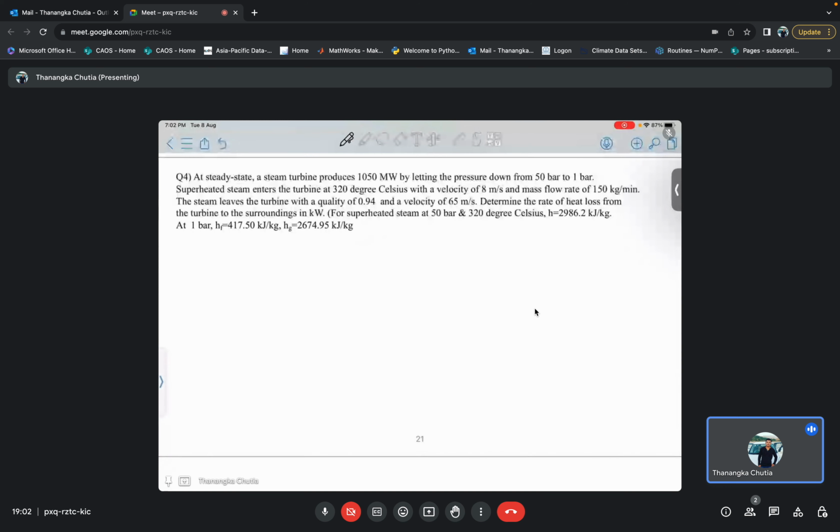Okay, so next is: at steady state a steam turbine produces 1050 megawatt by letting the pressure down from 50 bar to 1 bar. Superheated steam enters the turbine at 320 degrees Celsius with a velocity of 8 meter per second and the mass flow rate as 150 kg per minute. The steam leaves the turbine with a quality of 0.94 and a velocity of 65 meters per second. Determine the rate of heat loss from the turbine to the surroundings in kilowatt for superheated steam.